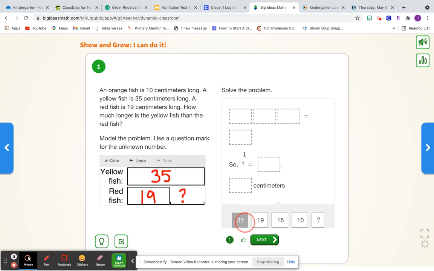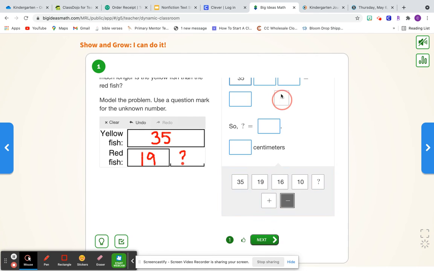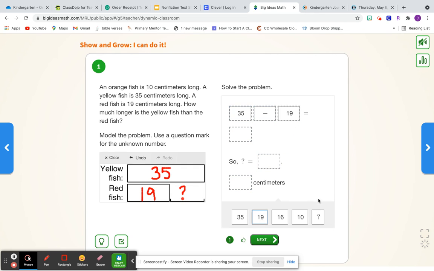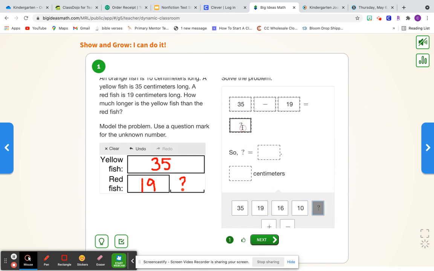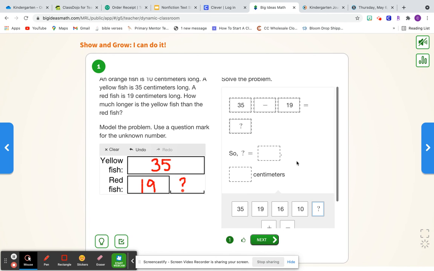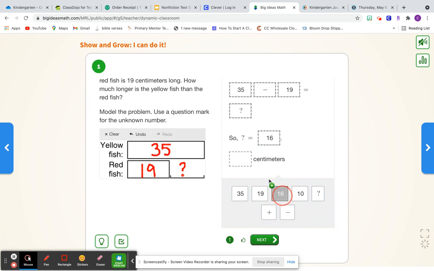So we would say 35 minus 19 equals the question mark. So remember on your practice, you put the question mark for this part. So the question mark would be 16. So the answer is 16 centimeters.